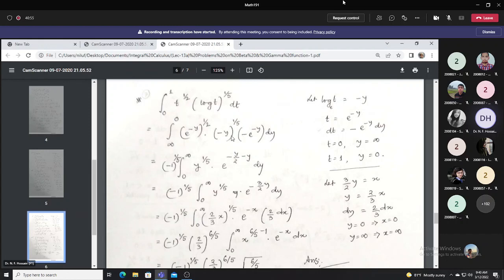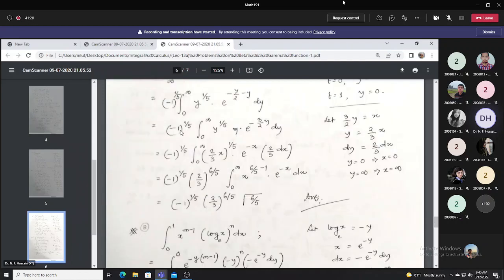Now, these two minus signs give you plus sign, and e to the power should be minus y by 2 minus y. Yes, minus y by 2 minus y, and here minus 1 whole to the power 1 by 5, and under the integral y to the power 1 by 5. So if you want to avoid the complex roots, the minus 1 whole to the power 1 by 5 will be just minus 1. Integration 0 to infinity y to the power 1 by 5 e to the power minus 3 by 2y.